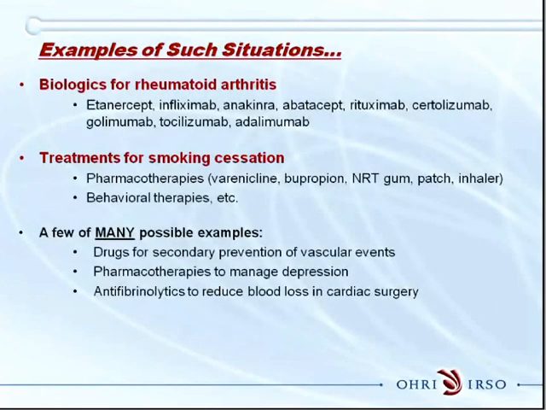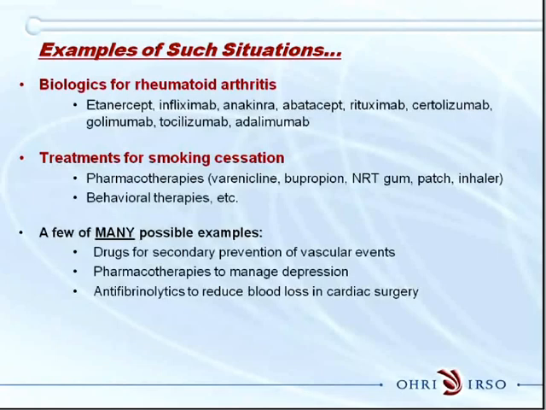So examples of situations like the ones I'm talking about, and again, you can certainly think of many of interest to yourselves. The ones I'm citing here are ones that have been commonly studied with network approaches in the past. Rheumatoid arthritis is one example. We have biologic therapies we use, and I think this is a fairly complete list, but they do keep growing. Etanercept, infliximab, anakinra, abatacept, and so forth.